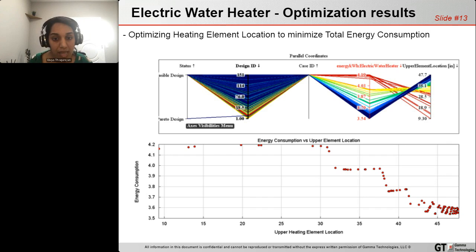For instance, you can see here how the optimizer spans across different designs until it converges to the point where the energy consumption is minimum desired for a given heating element location. And I've just shown an example here. We can model different objective functions and more parameters with multiple constraints. Yes, this tool has all these capabilities.